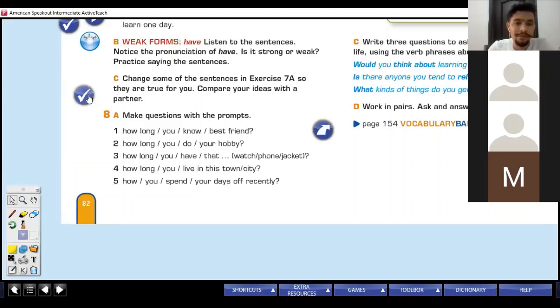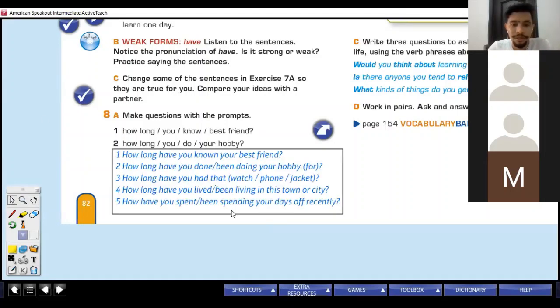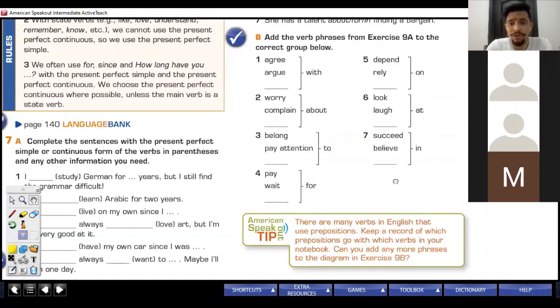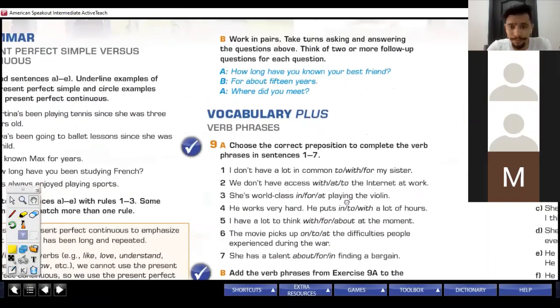Let's see what the answers in the book are. So take a look. How long have you known? How long have you been doing or have you done? You have the 2 versions, right? How long have you had? Only 1 version. How long have you lived or have you been living? 2 versions. And here 2 versions too. Have you spent or been spending? So you can use both versions right here. Again, this depends more on the situation. The situation is going to tell you exactly what to do.